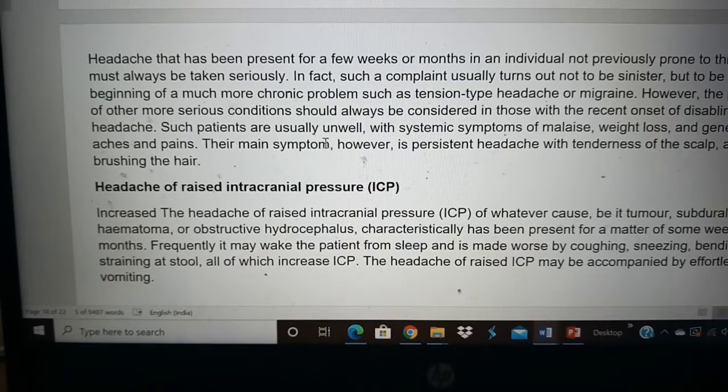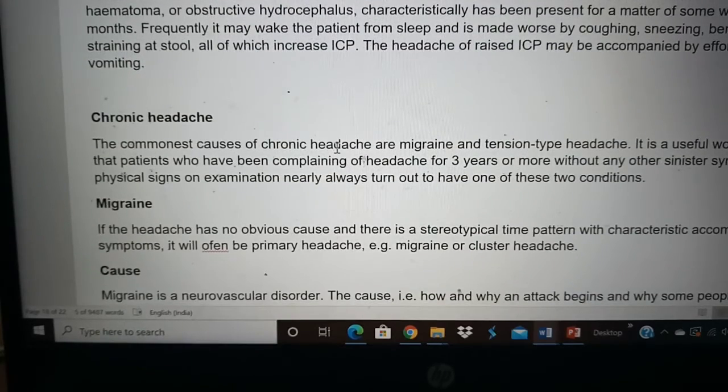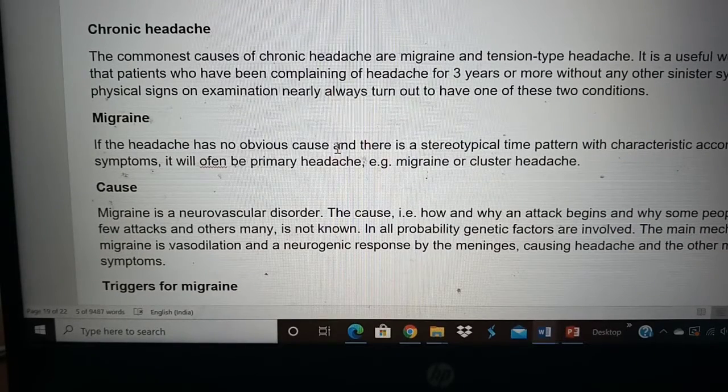It's not very severe and it's not something which happens instantly, but it is present for a longer period of time, so it's always better to go to the neurologist and have a checkup done, especially if the person has effortless vomiting accompanied with the headache. Then the chronic headache. There are two main reasons for chronic headache. The first common reason is migraine, and that's what we're going to study in detail. Whenever a person has a long period of headache, sometimes even for 3 years, one of the main reasons is migraine.